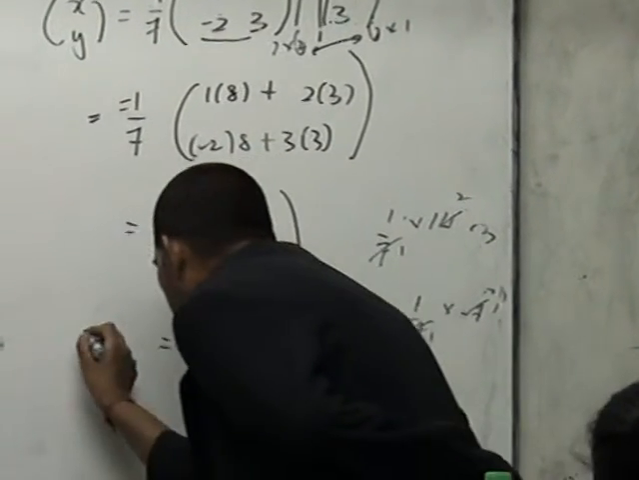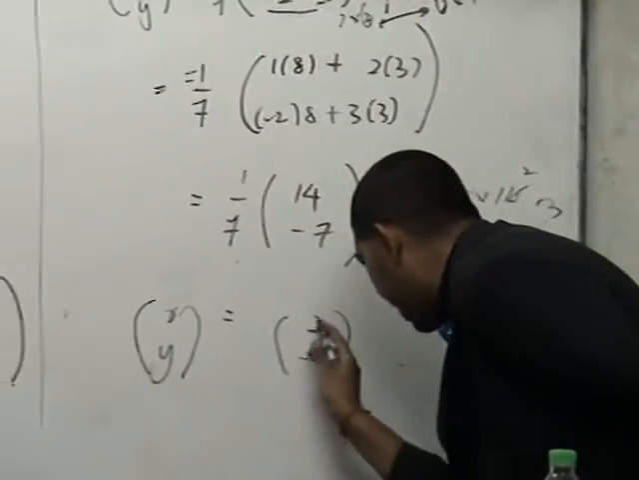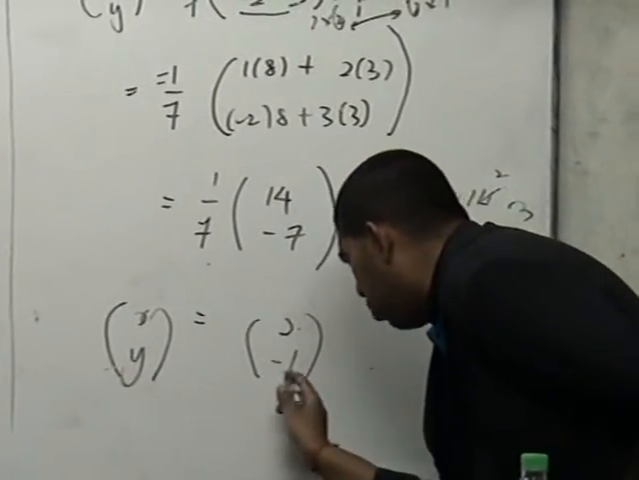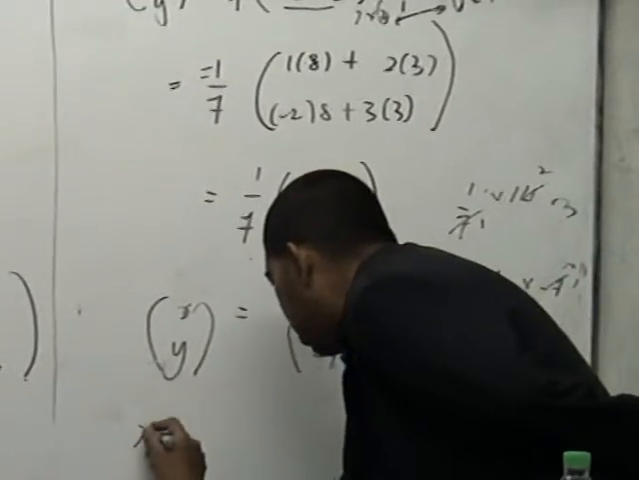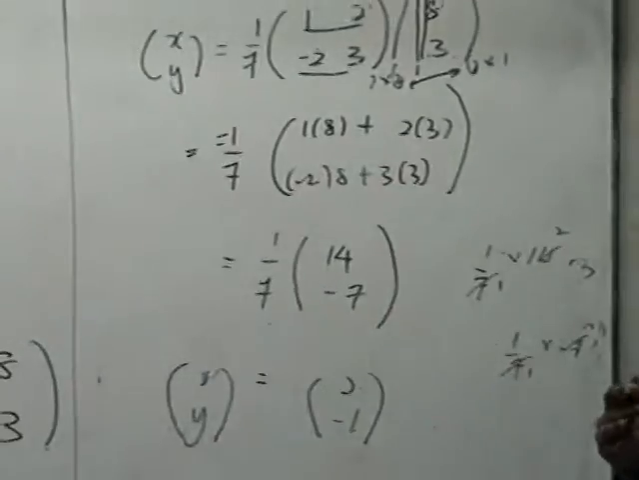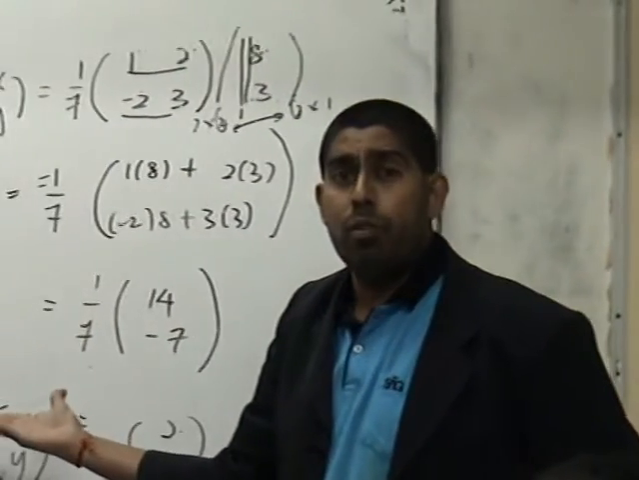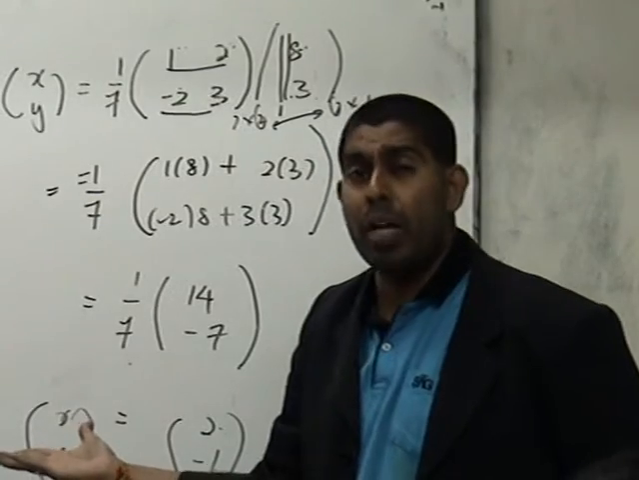Now what is this, student? My x, y. Can you see that or not? So what is my x? My x is what? 2. And what is my y now, student? Negative 1. So x equals 2, y equals negative 1. That's how I put my answer. So this is the method of solving through what? Through matrices.